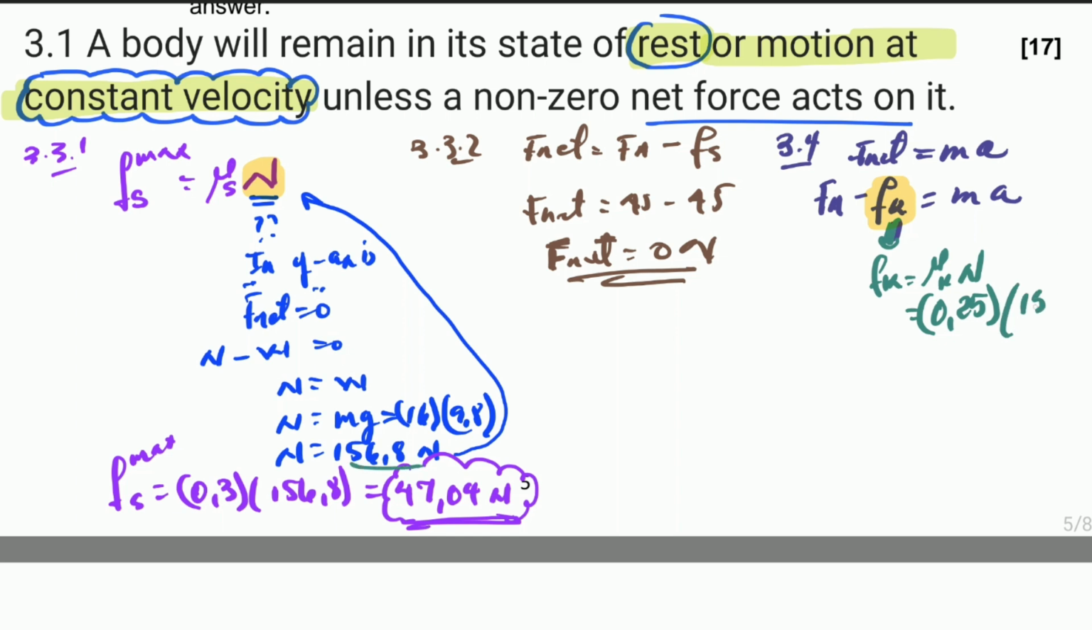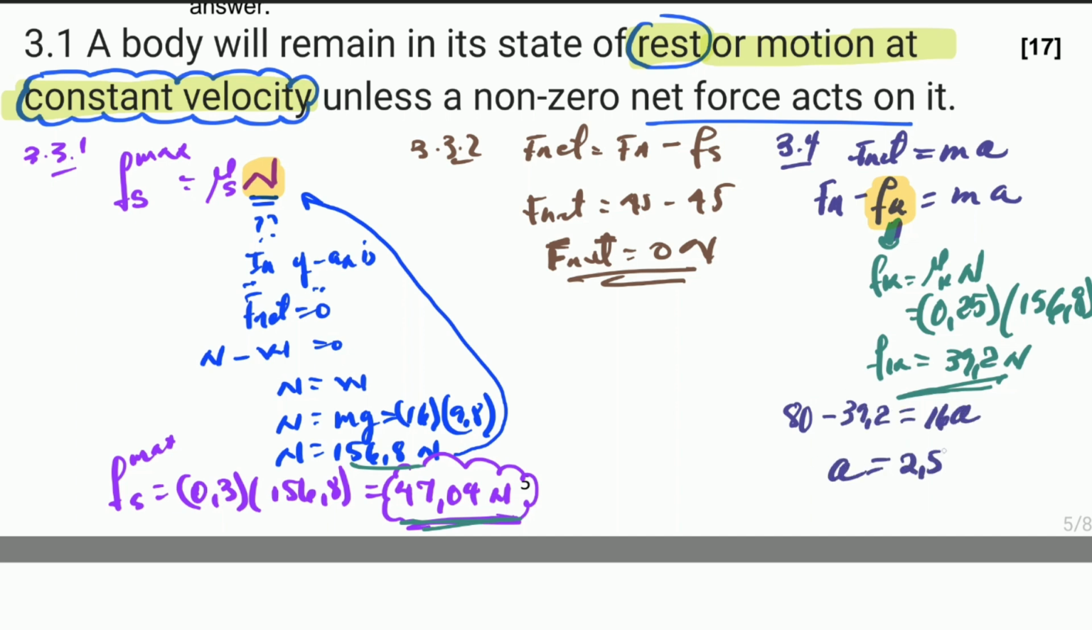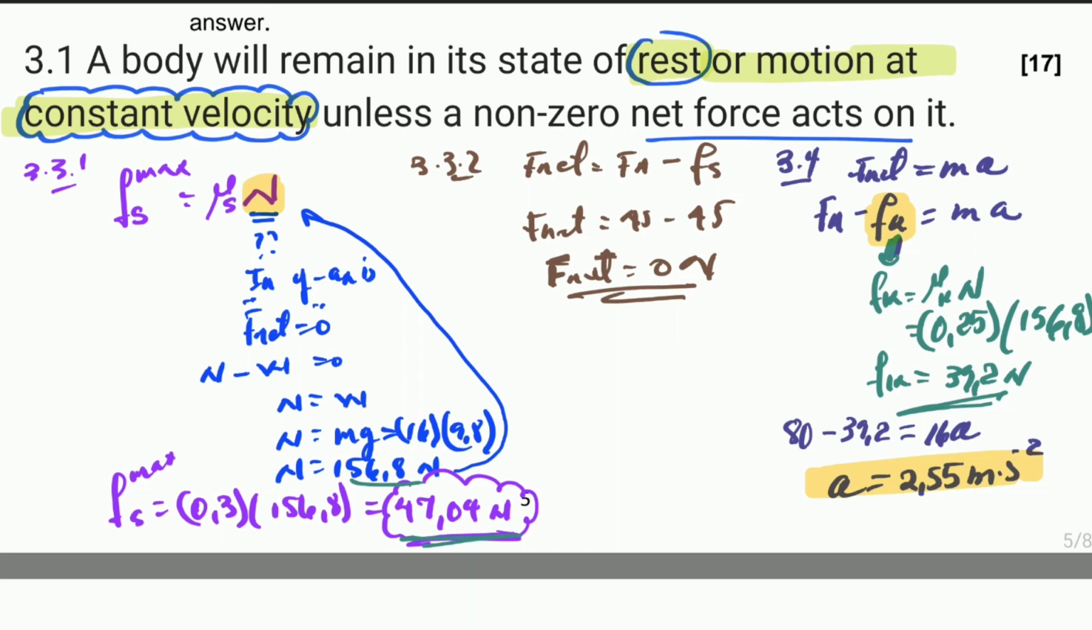It's 156,8. Normal stays the same because nothing else changed but the applied force. So the kinetic frictional force is going to be equal to 39,2. And you can notice something important: the kinetic frictional force is always smaller than the maximum static frictional force. That is an important detail here. So if you substitute everything, you'll have the answer, and because they're asking you for the magnitude of the acceleration, you don't have to give direction. So this question is almost done.